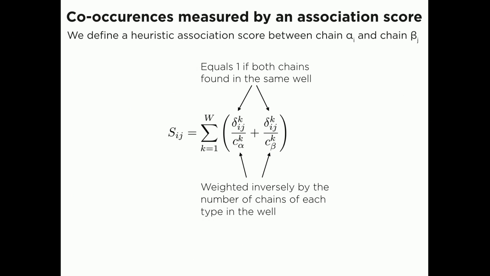So with this idea, we try to measure it with a heuristic association score, and how we define it is that the association score between chain alpha i and chain beta j is equal to, by going through all of the wells and then adding up the number of times that they co-appear in the same well, scaled inversely by the number of chains of each type in that well. And intuitively, what we're basically saying is that if we find 2 chains together in a well of 2 cells, there's a higher probability that they belong together versus 2 chains that come in a well of, say, 1,000 cells.